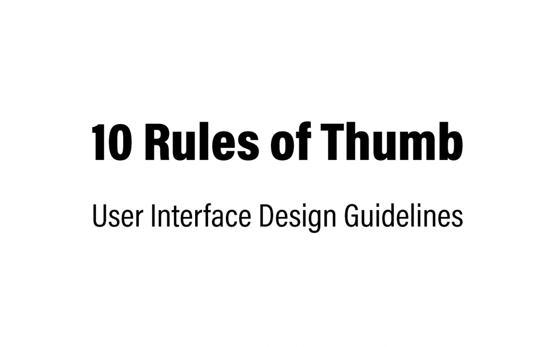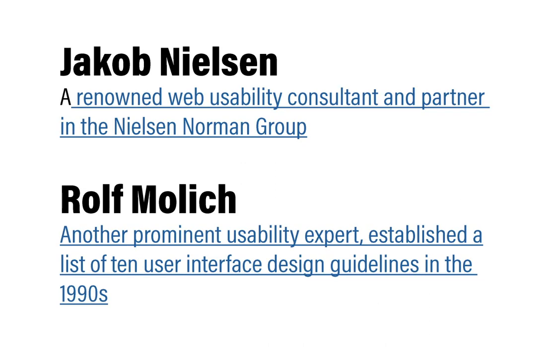So who came up with this? The first person who came up with it is Jacob Nielsen. The second person who came up with it is Rolf Molich. So they together came up with these 10 heuristics of user interface. Please type their names on your internet search engine to look them up to know them more.